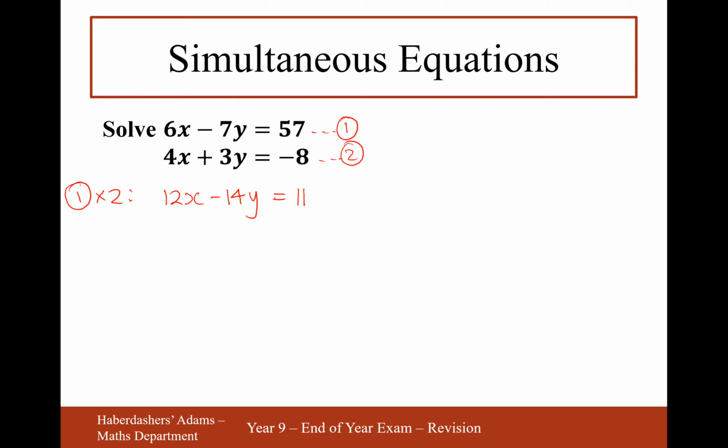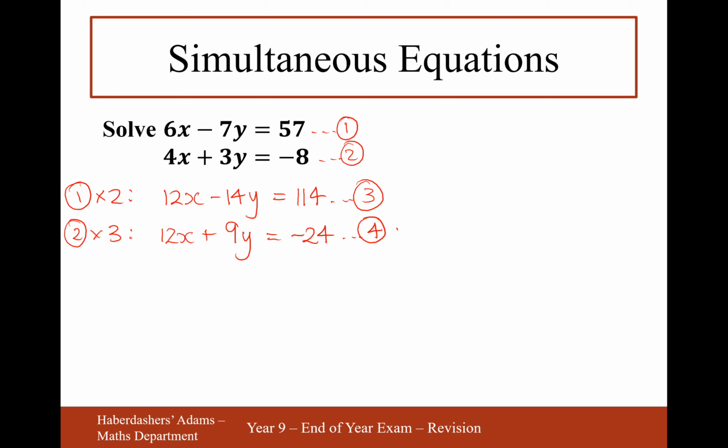Yeah, I just checked it on my calculator as well. That would be equation number 3. And for equation number 2, I need to triple it to make the x 12. So that's going to give me 12x, 9y, and minus 8 times 3, minus 24.